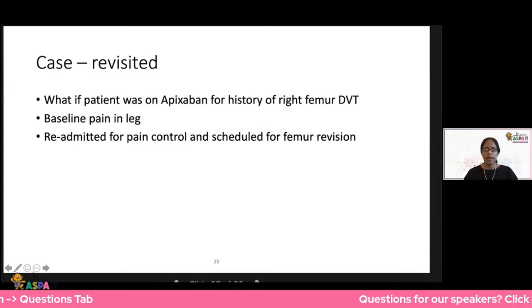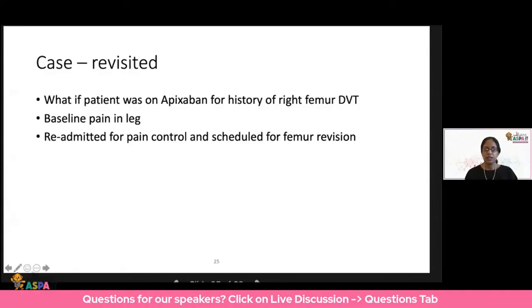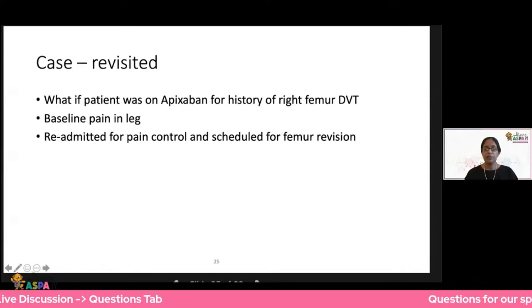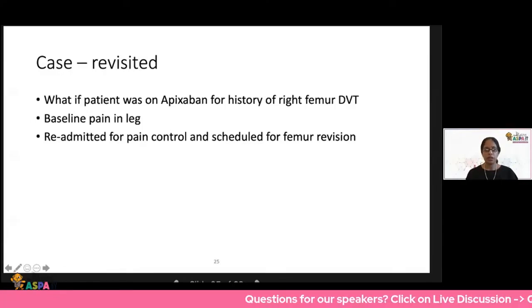So let's think about our case again. What if little d had a right femur DVT and was on apixaban? So she has a DVT in the leg that had the amputation, and she was readmitted for pain control and for a likely revision of the femur. What would be our considerations for regional anesthesia?